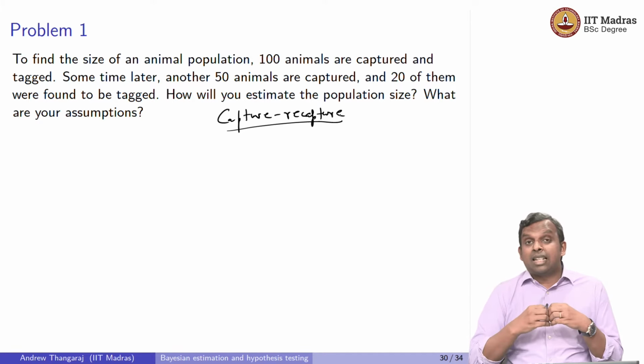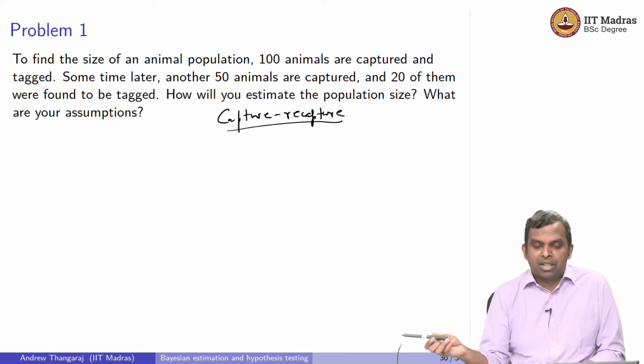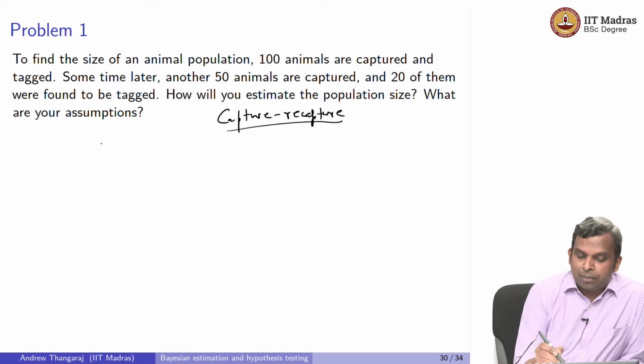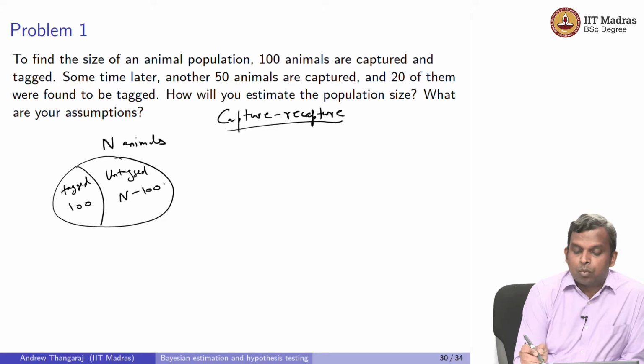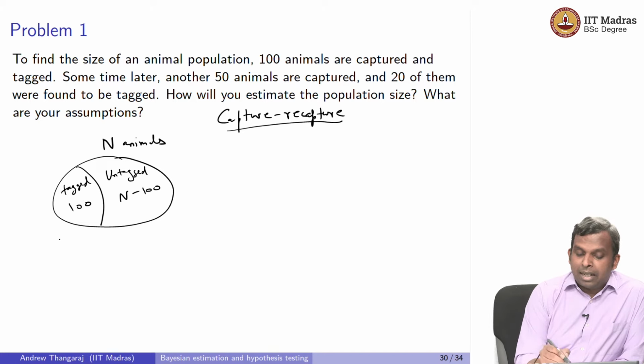This is an example of a hypergeometric type distribution. So you have N animals, let's say N is an unknown parameter. You came in and tagged a certain number of them. So this is the big set of N animals: tagged, untagged. Tagged is 100, untagged is, I don't know, N minus 100. After this, from here, you randomly select.